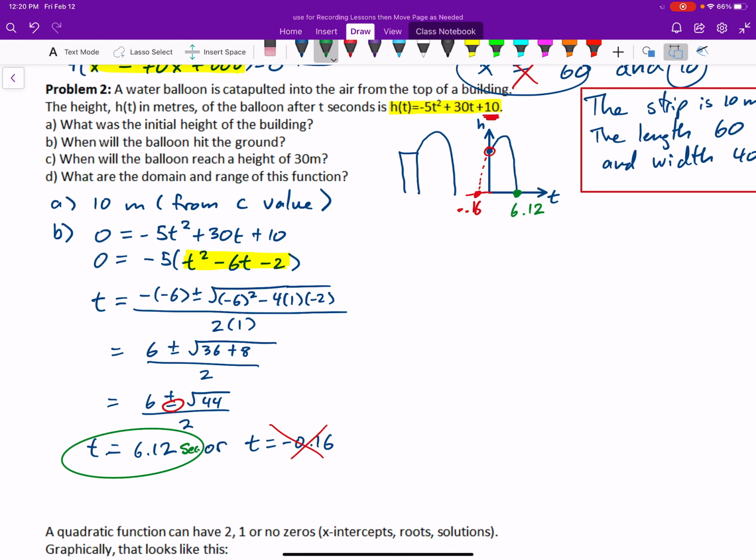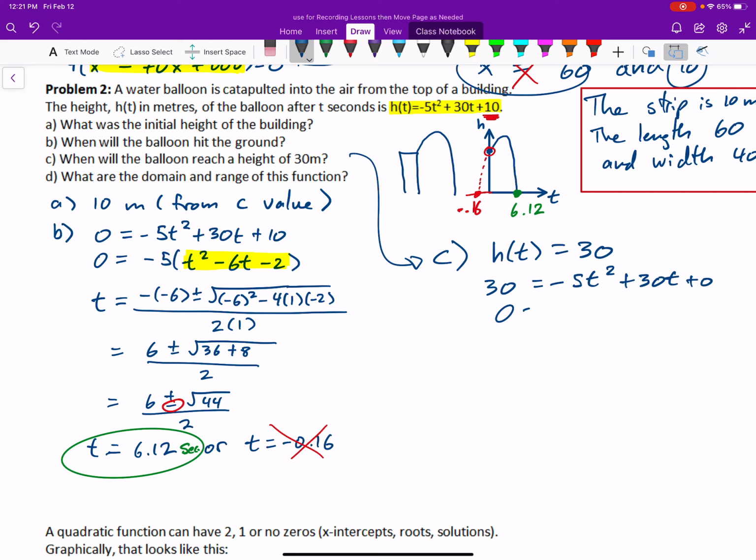When will the balloon reach a height of 30 meters? Okay, in that case, for part C, really 30 meters is a y value, right? Or the equivalent of a y value in this question. It's basically saying h at t equals 30. So I'm sticking 30 in for y, and then I'm going to solve it again for t.